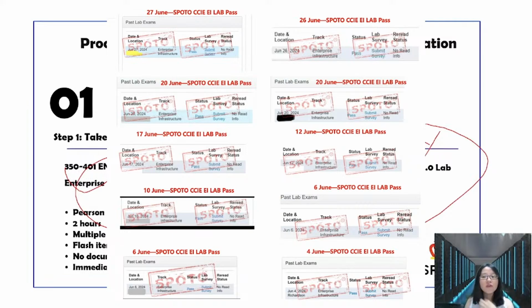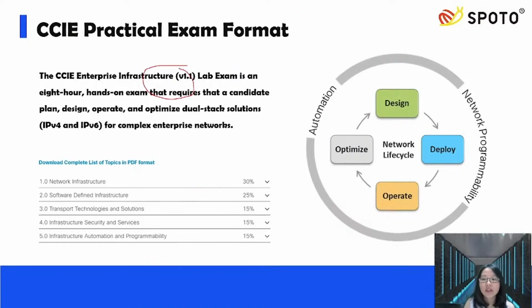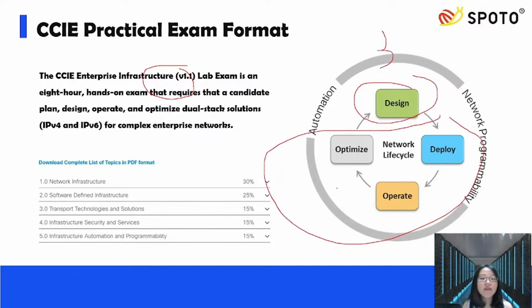So let's move to the lab part. As you know, the EI lab has updated to version 1.1. This exam is 8 hours total, with the first module being 3 hours and the second module being 5 hours. Candidates will be tested on varying technologies and solutions listed in the exam topics throughout both modules, while both modules are independent from each other.